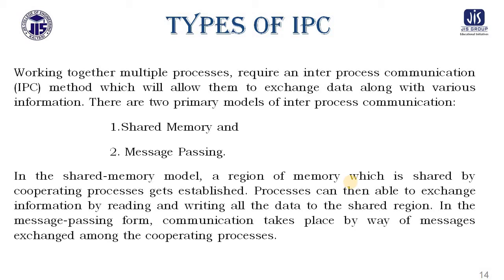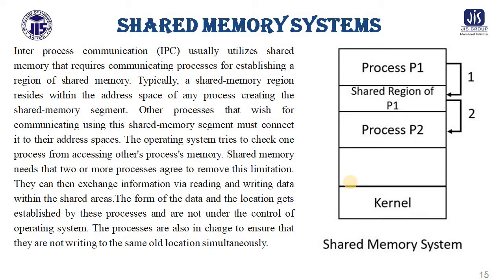But in the case of the message passing model, communication takes place by way of message exchange among the cooperating processes. Now I will go into detail on the shared memory system and also the message passing system. Just go through the diagram. There are two processes, process 1 and process 2. In between them there is a shared region, which will be managed by the kernel. Process 1 is using the shared region and process 2 is also using the shared region.